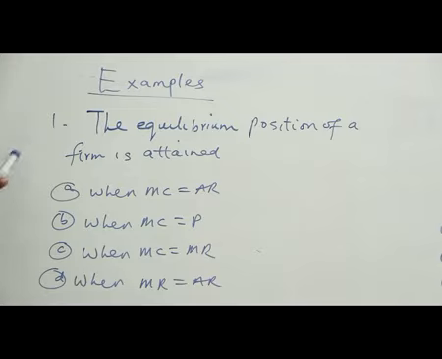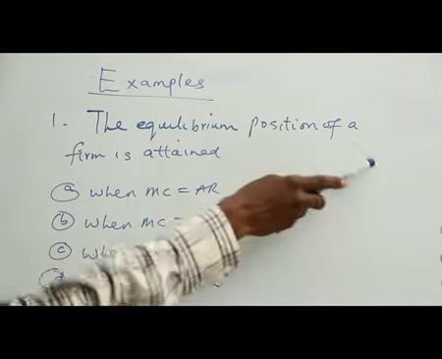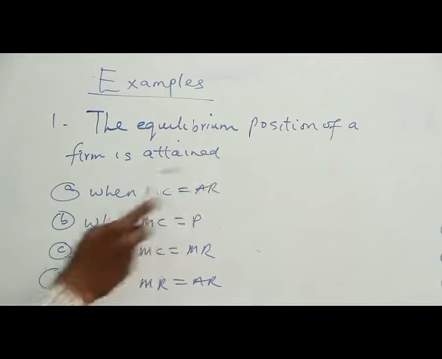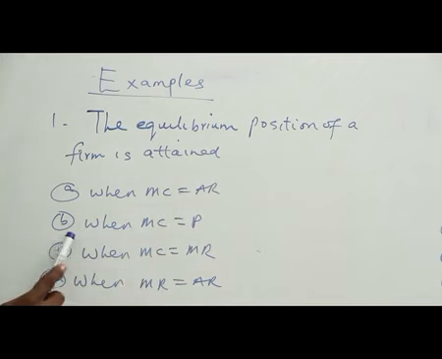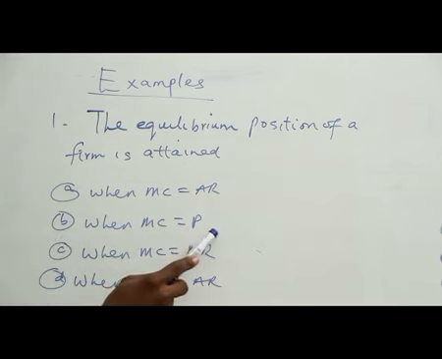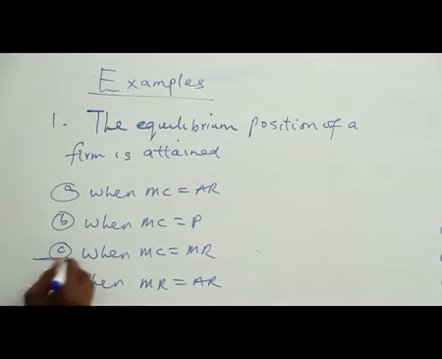Examples. Question 1. The equilibrium position of a firm is attained: A, when MC equals AC; B, when MC equals AR; C, when MC equals MR; D, when MR equals AR. The right answer is C, when MC equals MR.